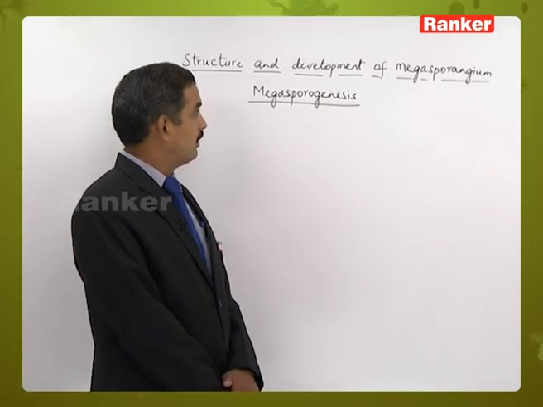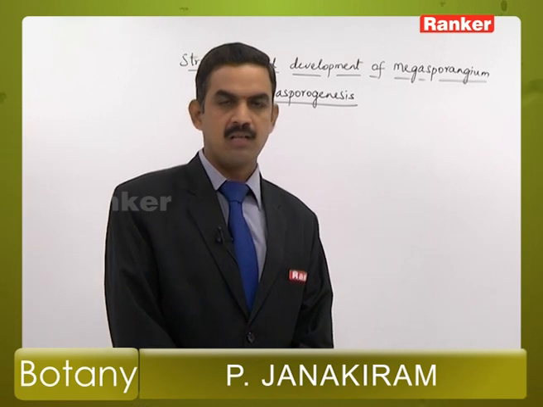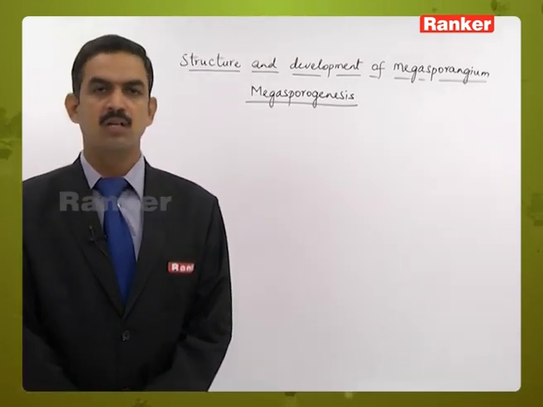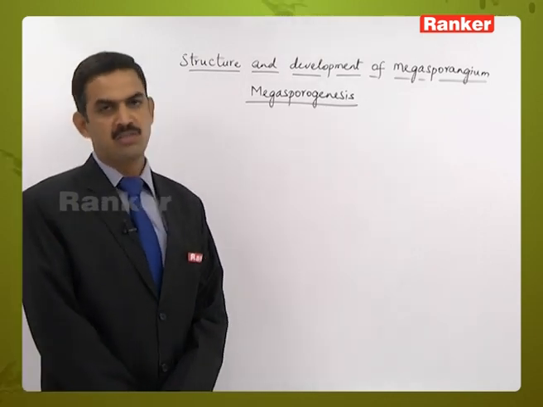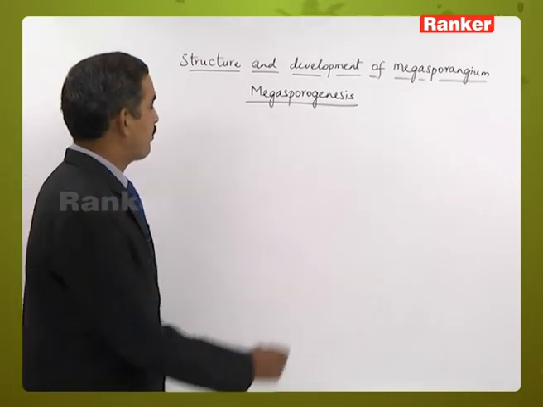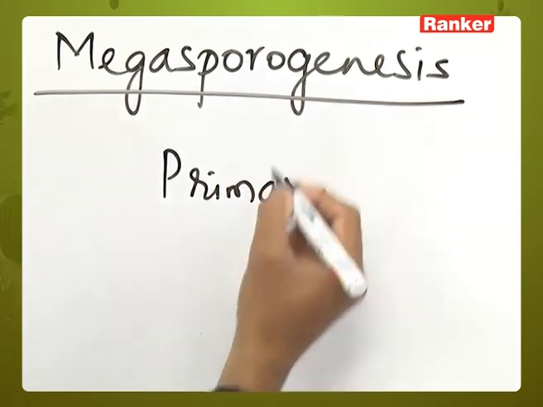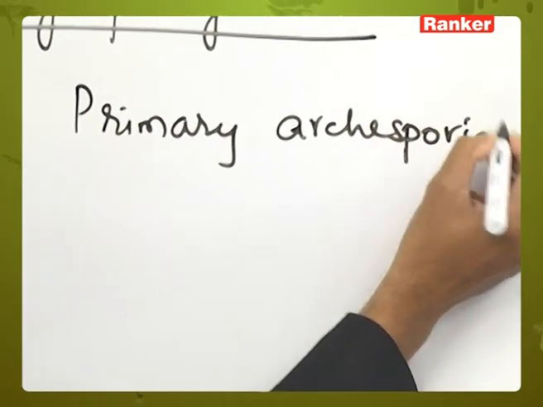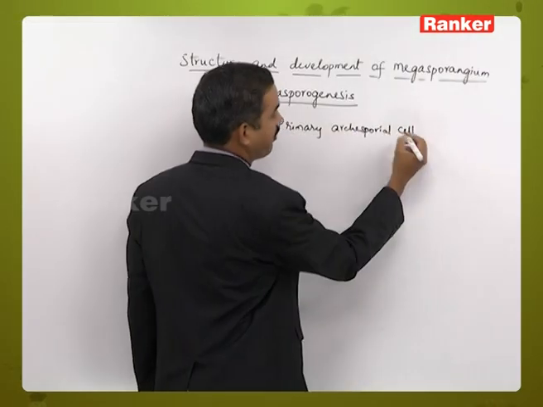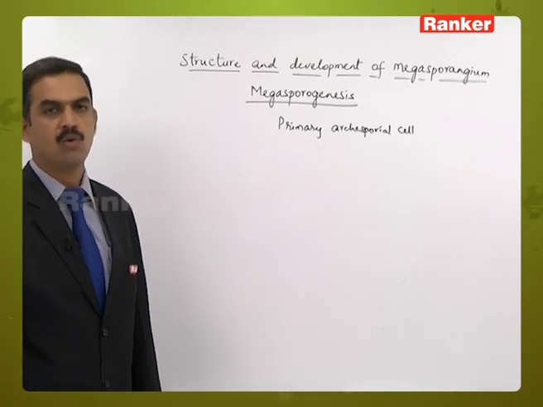Megasporogenesis. Inside the ovule, we had discussed that diploid tissue is present called the nucellus. From the hypodermal cells of the nucellus, which is present inside the ovule, a primary archesporial cell will be formed.